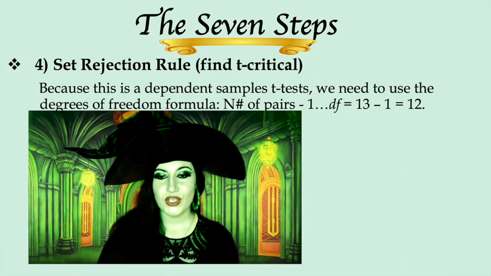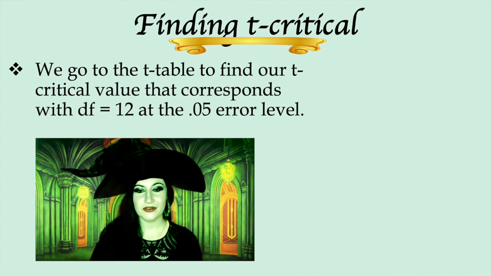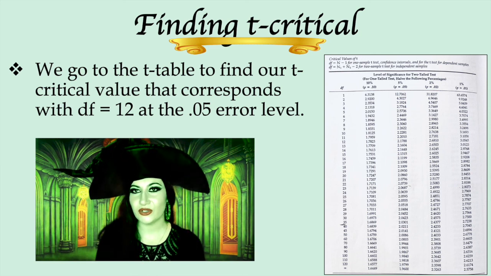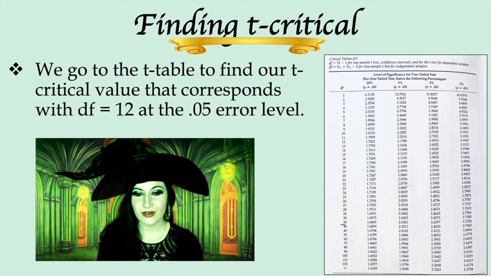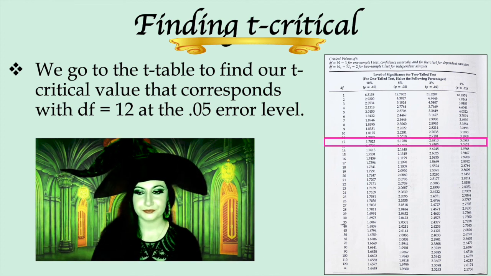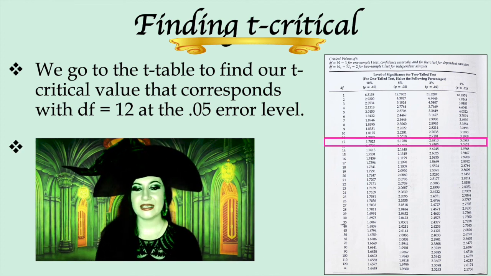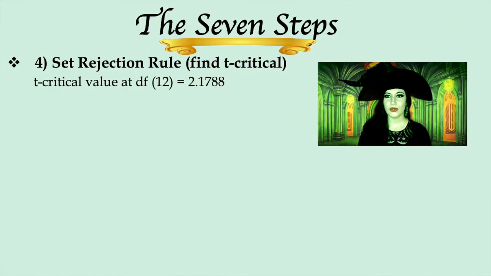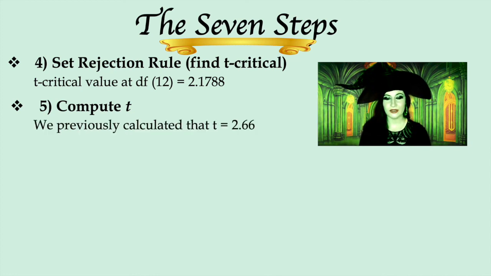gives us 12. So we're going to take this number 12, our degrees of freedom, and we're going to go to our t-table chart and locate which t-critical value is at the 0.05 error level for 12 degrees of freedom. If we look in the chart, we can see that that value is 2.1788. So this is the t-critical value that we are going to compare to our t-computed value when making our decision about the null. Step 5 is to compute t. We just did that and we found that t is equal to 2.66.